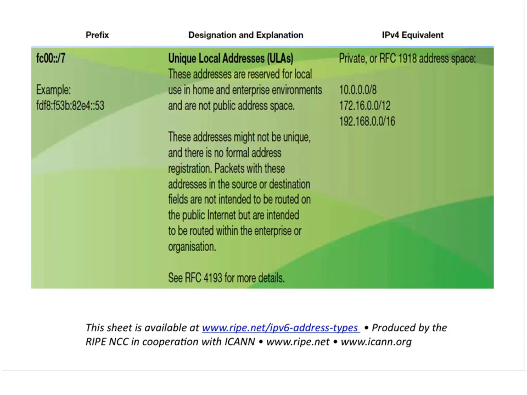These addresses may not be unique, and there is no formal address registration. Packets with these addresses as the source or destination are not intended to be routed on the public internet, but intended to be routed within the enterprise or the organization. And there's an RFC, you can read more about that, 4193.